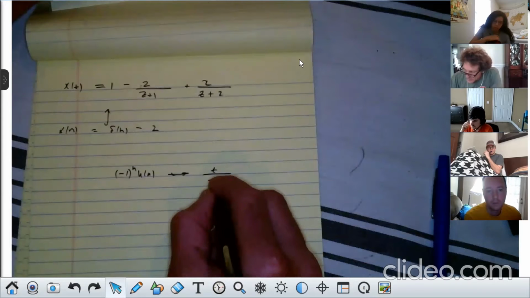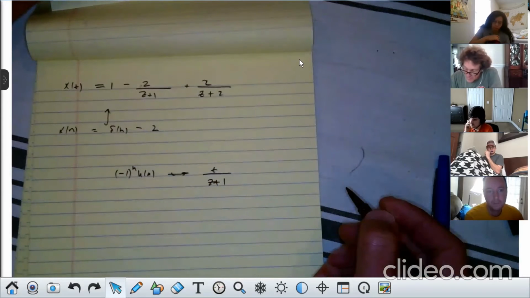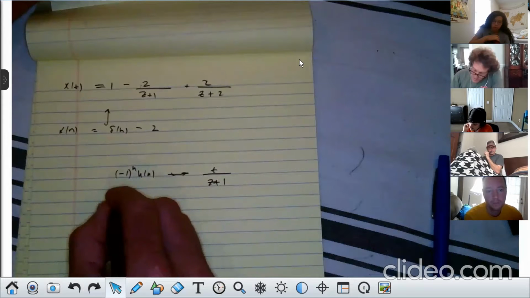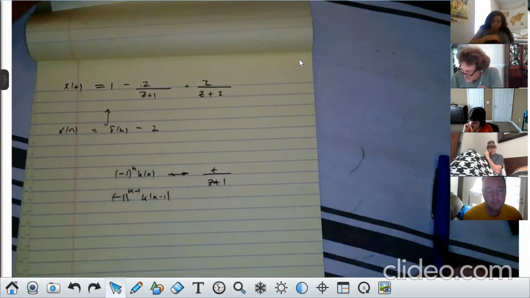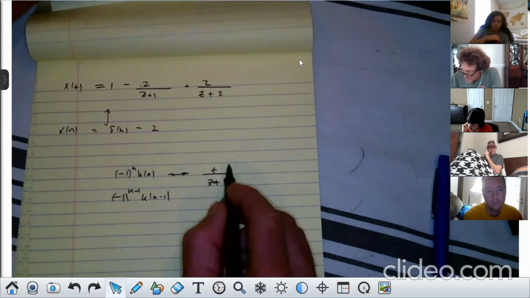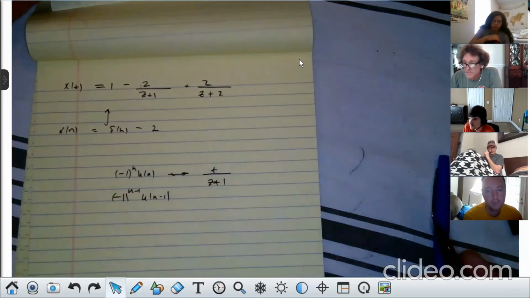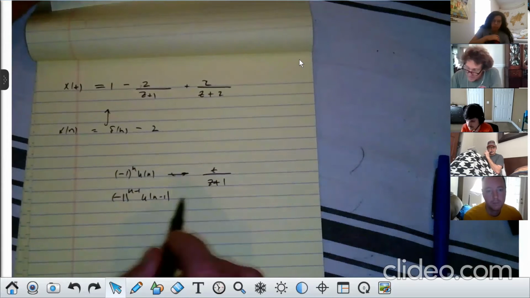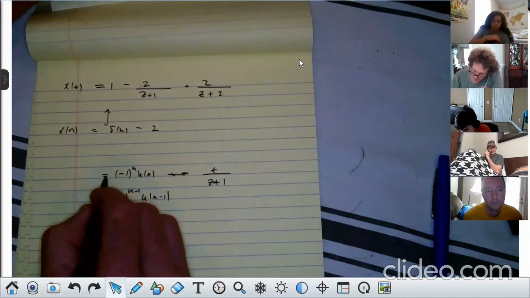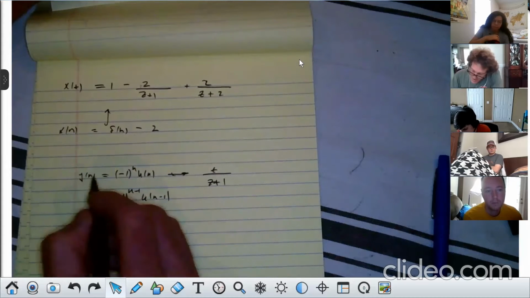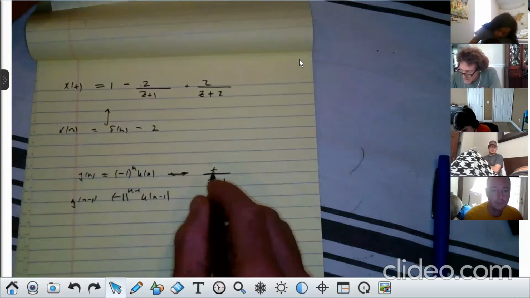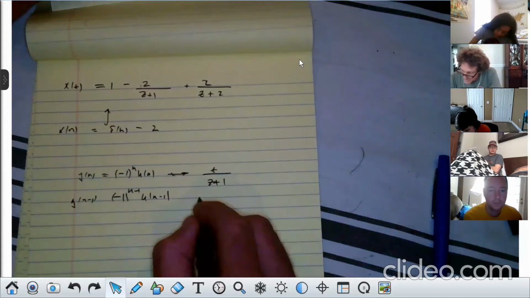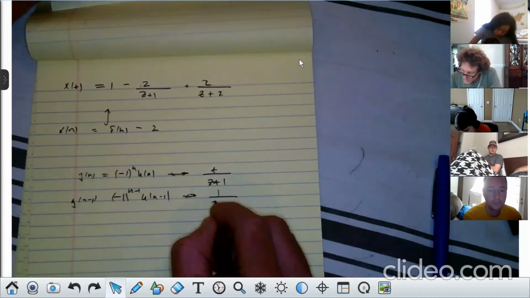Z over z plus 1, right? Yes. All right. Now, what if I had minus 1 to the n minus 1, u of n minus 1? It would be this divided by z, correct? I literally took this function. If you call this my, say, y of n, and now y of n minus 1, well, what I end up doing is dividing this by z, or that simply goes to 1 over z plus 1.